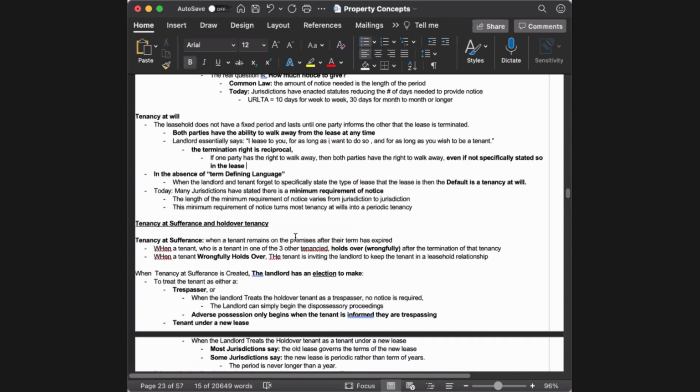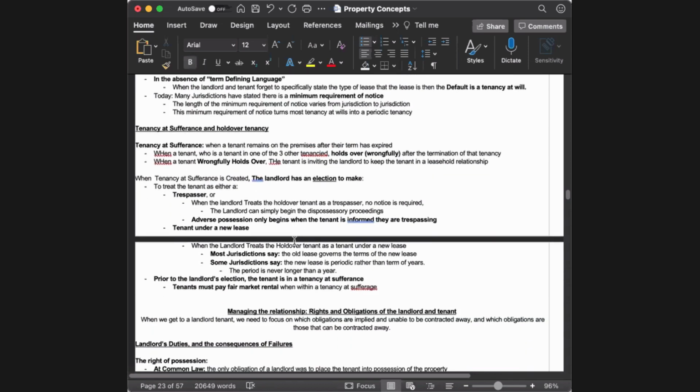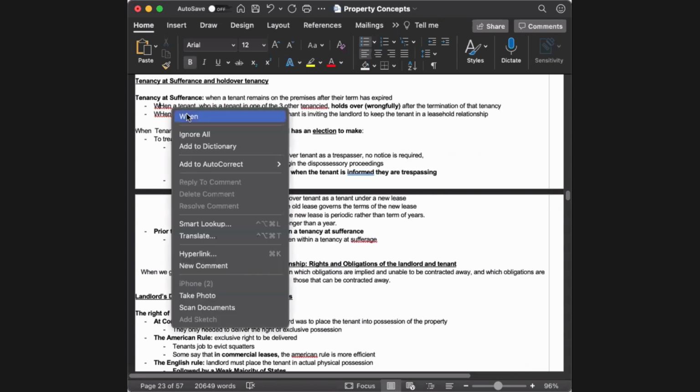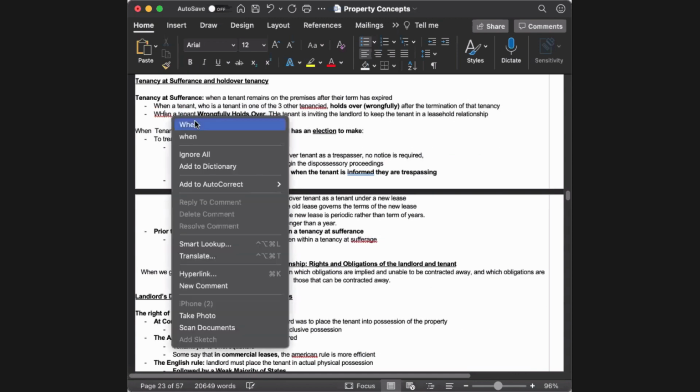Okay, so now we're starting to get a little bit into the rights of each party. So a tenancy at sufferance and holdover tenancy. See, ton of problems here.